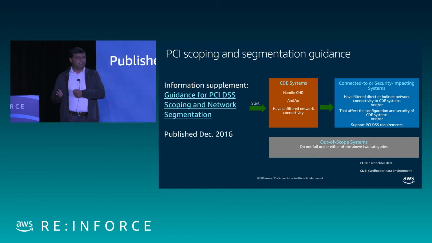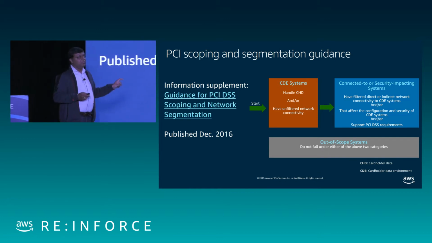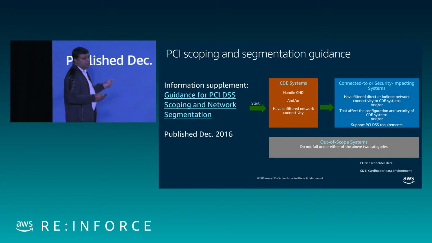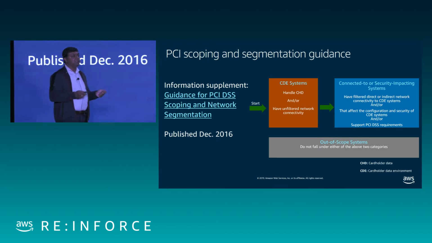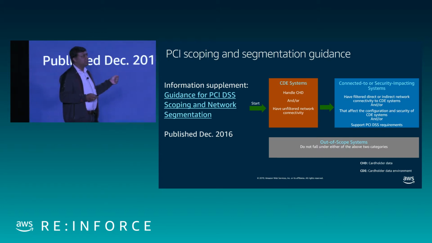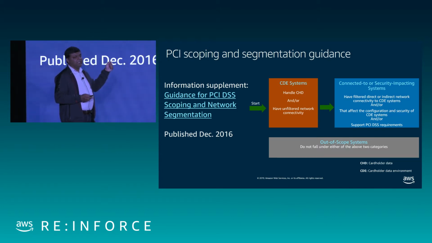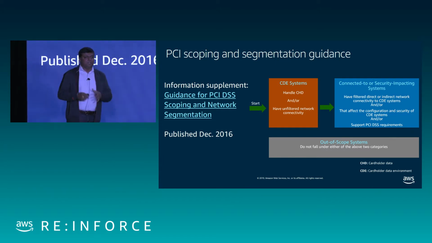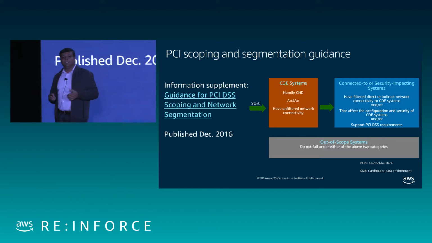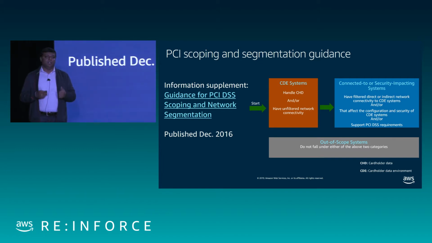And the third category is your out of scope system, which you can safely consider out of scope of your PCI DSS assessment. But for that to be considered as out of scope, you must have reasonable assurance that those systems do not have any connectivity, nor can they impact the security of your CDE. So in a nutshell, this is what the guidance provides.